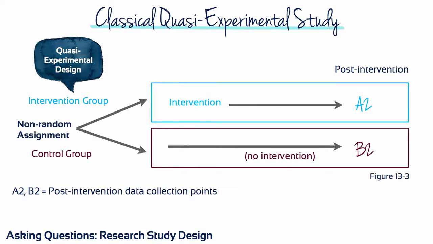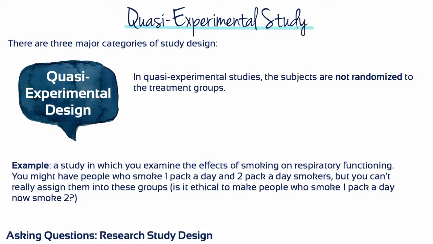Sometimes it is not practical or not ethical to randomly assign people to groups. When random assignment cannot occur, the study is a quasi-experimental study. The subjects are not randomized to the treatment groups. Other aspects of the design are the same as for a true experimental design.